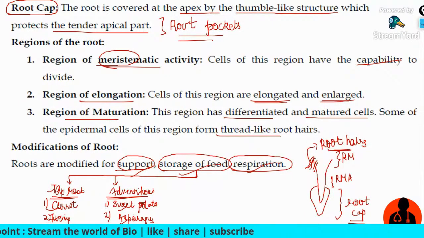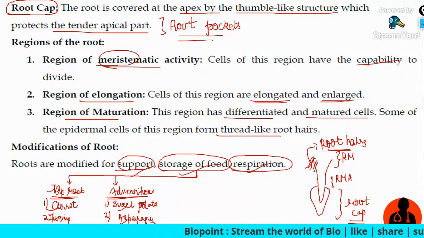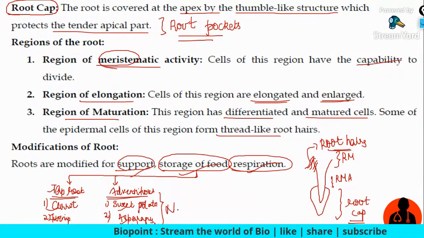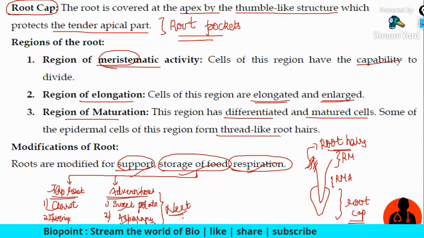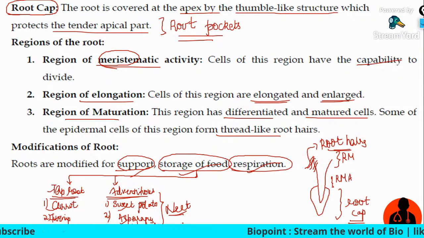This was a previous year NEET MCQ question. Sweet potato is A. Then four options are given. The correct option was adventitious roots for storage.